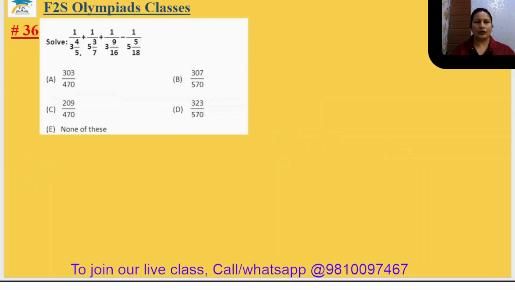36th. Solve this one. 1 upon this. To solve it, first find the improper fraction of it. So 3 4 by 5. I am writing here 1 upon 3 4 by 5, which means it is your 19 by 5, plus 1, 38 by 7, multiplying the denominator with the whole number and adding the numerator. We are doing this one.